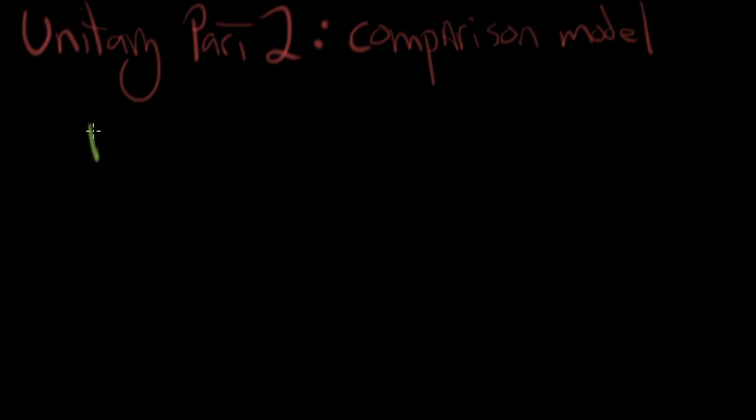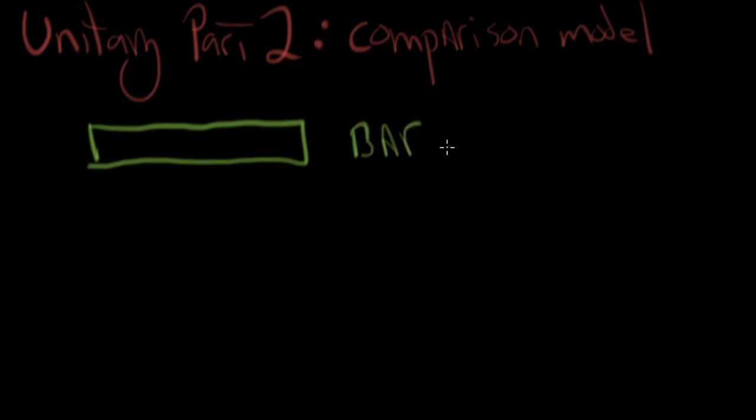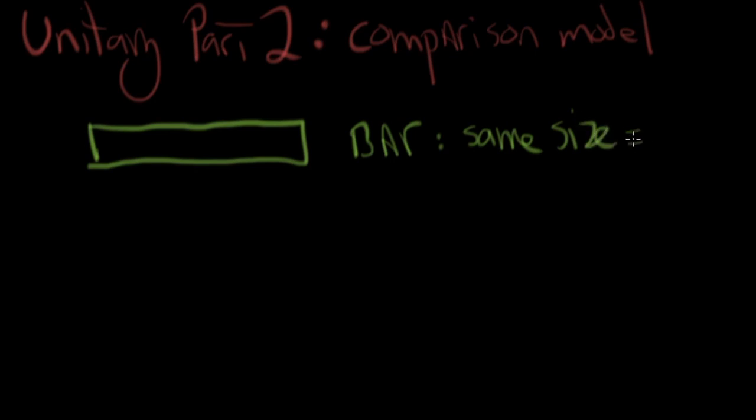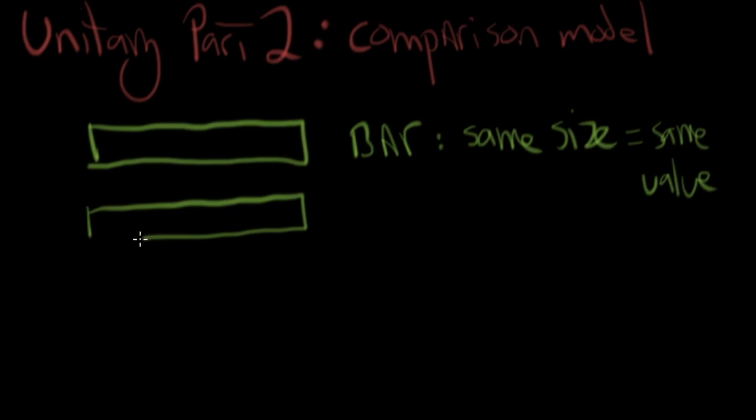A few things, just so you know what I'm talking about. I call this the bar. I'm going to use bars all the time. Remember, same size equals the same value. So if you have two bars of the exact same size, they have the exact same value. And if you have parts of bars that are the same, let's say hypothetically these red pieces were the same, those red pieces would be the exact same value.